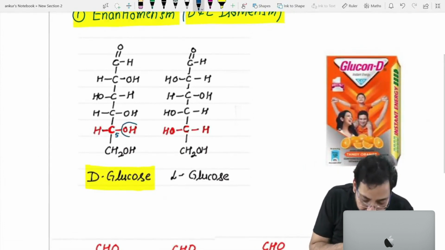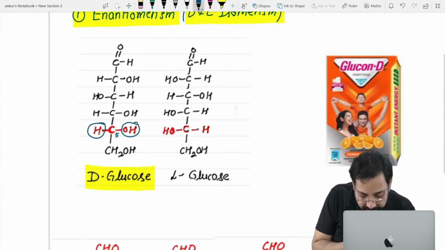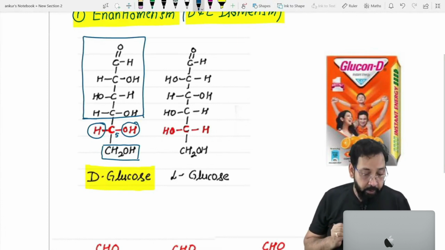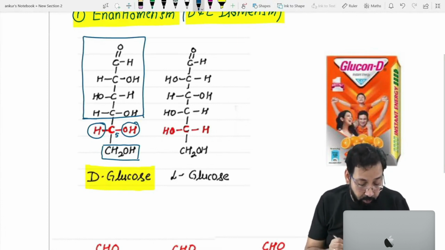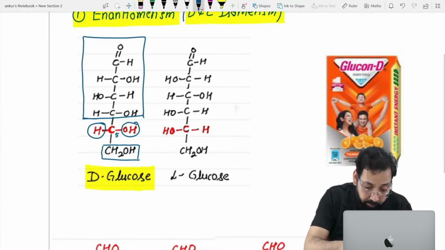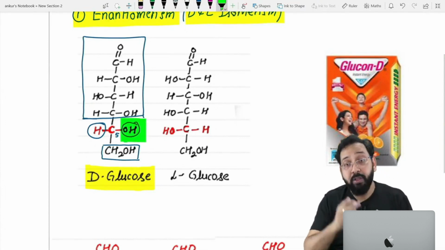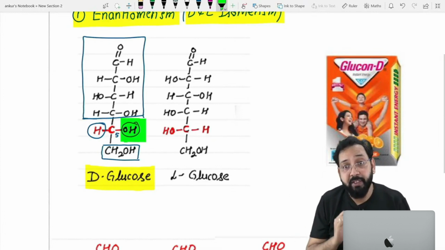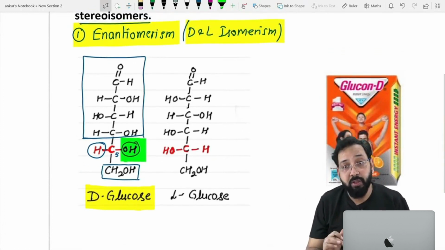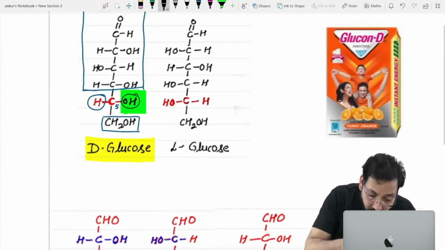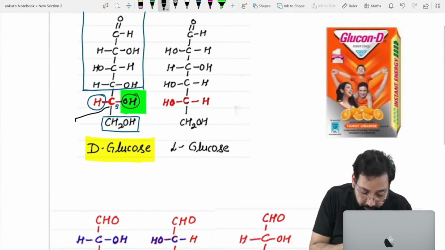One group is OH, second group is H, third group is CH2OH, and the fourth group is this large one. In this glucose molecule at carbon number 5, OH is on the right side, and we say this is capital D glucose. C5 is also called the penultimate carbon.